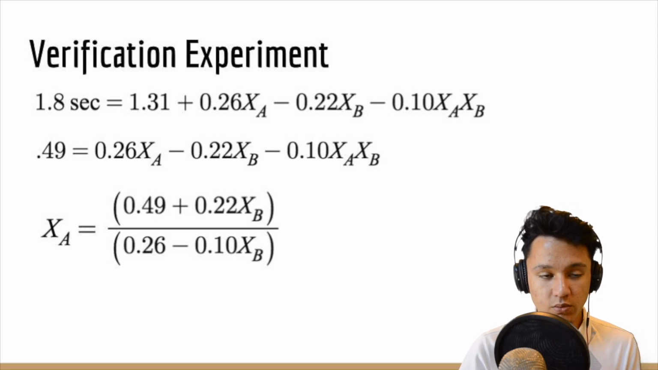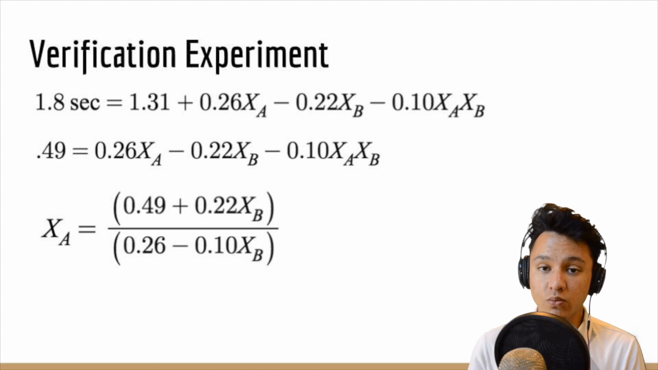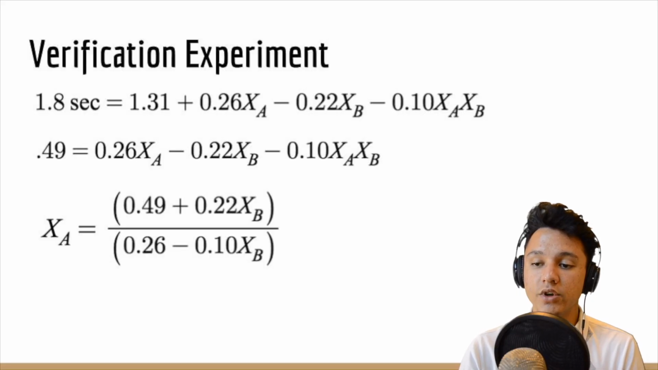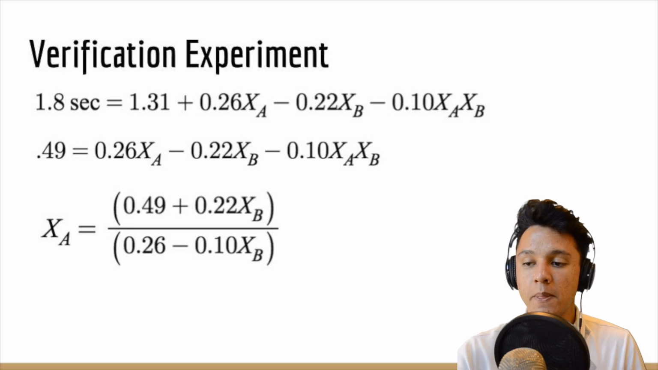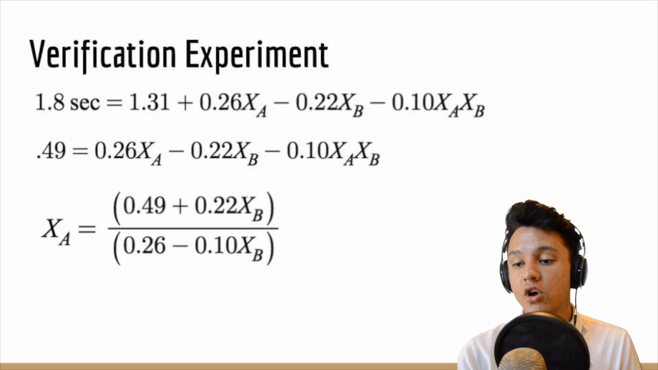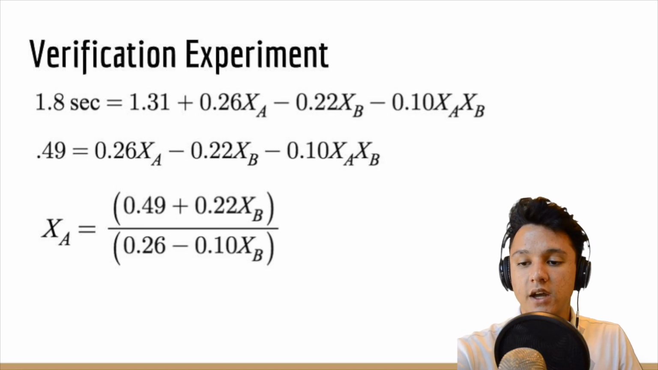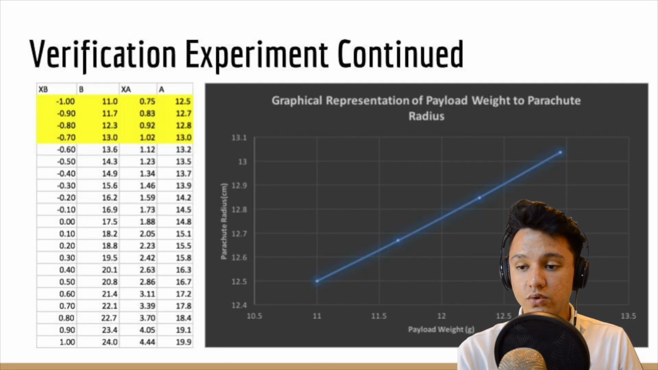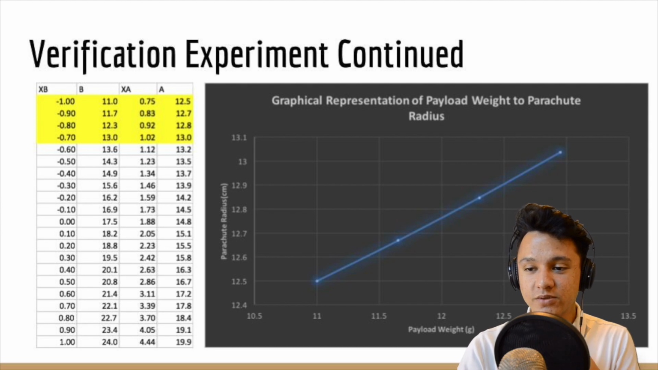So what radius will we have to have? What weight of the payload would we have to have to get a duration of 1.8 seconds? So we subtracted 1.3 from 1.8, and they gave us 0.49 seconds. So, just basically simplifying, and then we just solve for XA, so that when we get to the tables, which is hard to explain.